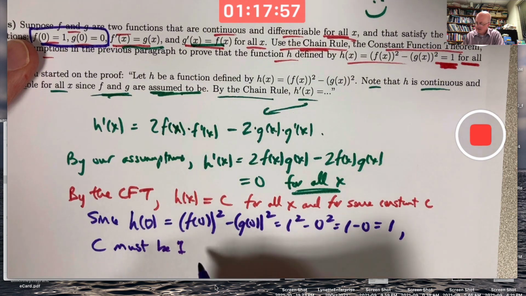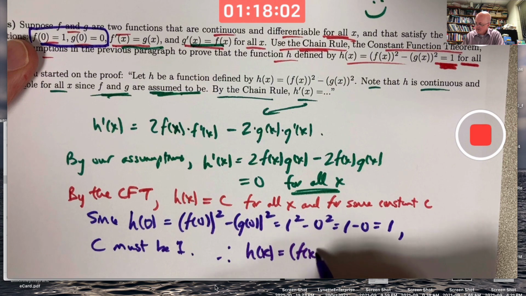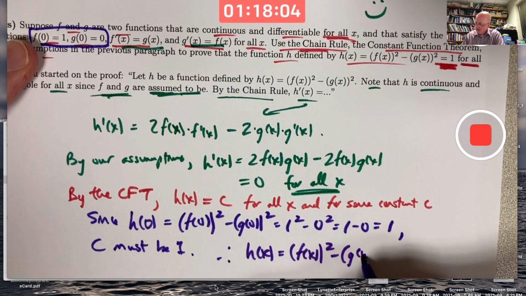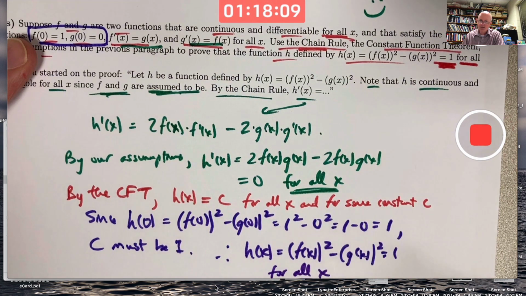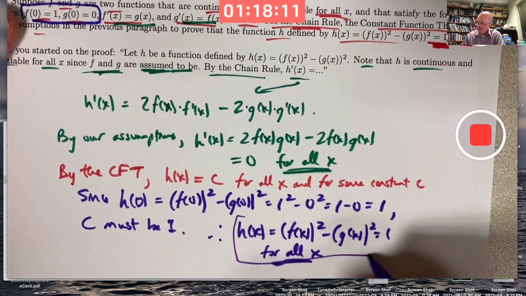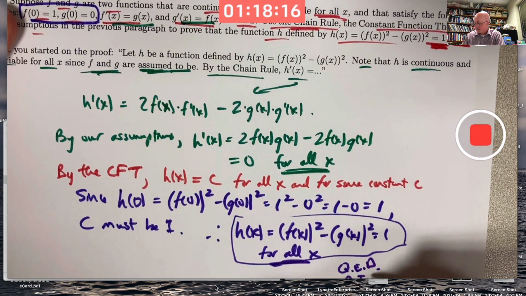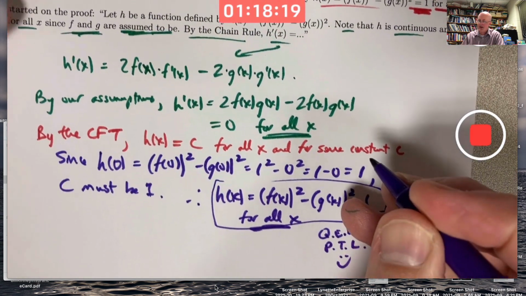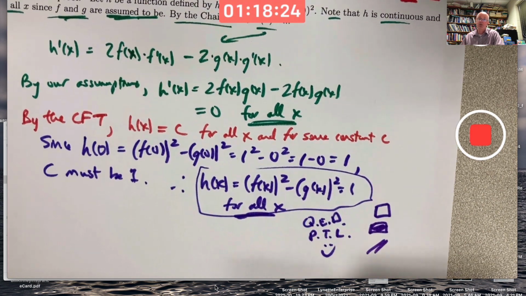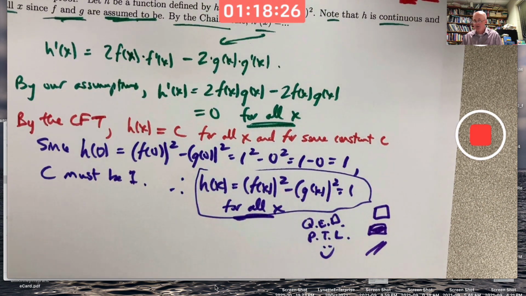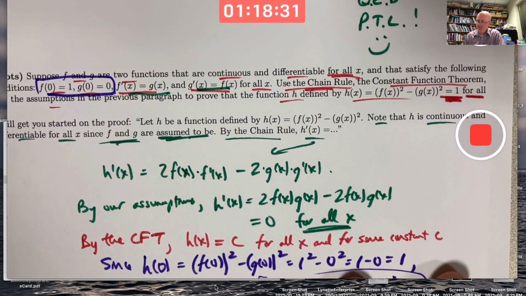That's just for extra emphasis. Therefore, h of x equals f of x squared minus g of x squared equals 1 for all x. It's important to emphasize the for all x. Okay? And we're done once again. QED. Praise the Lord. Smiley face. Mathematicians also sometimes put boxes or filled in boxes or slashes at the ends of proofs just to celebrate that you're done.